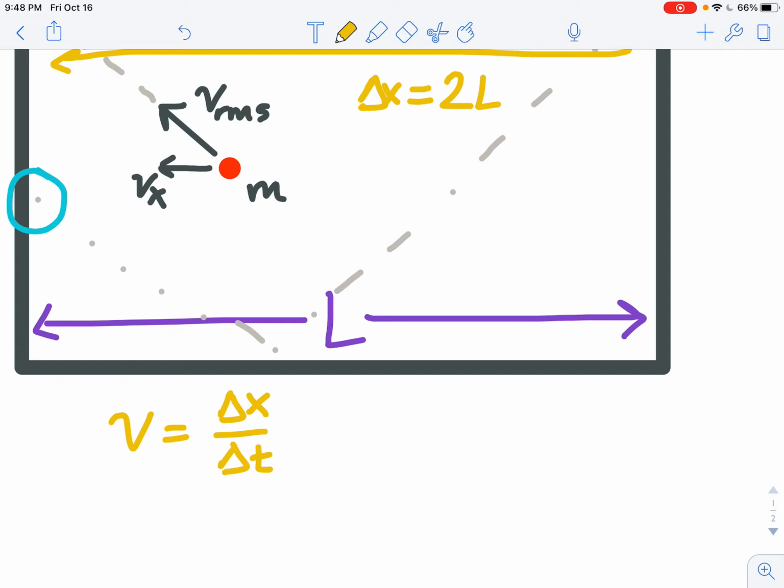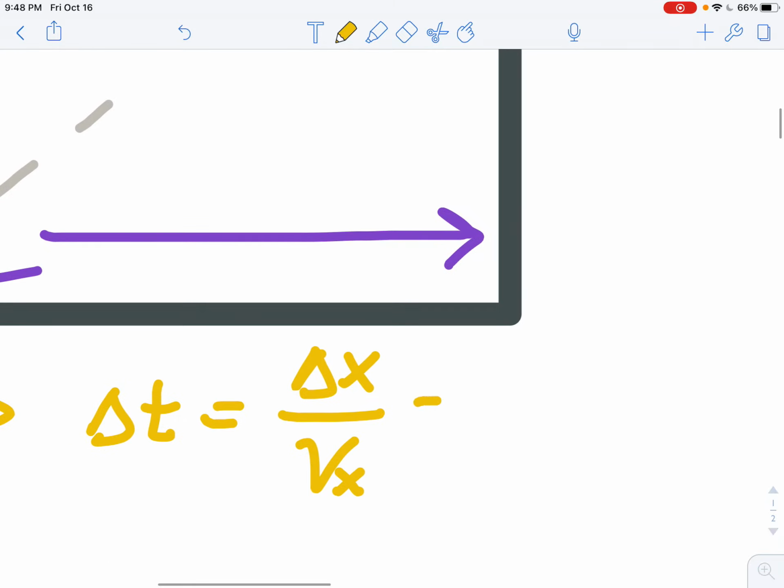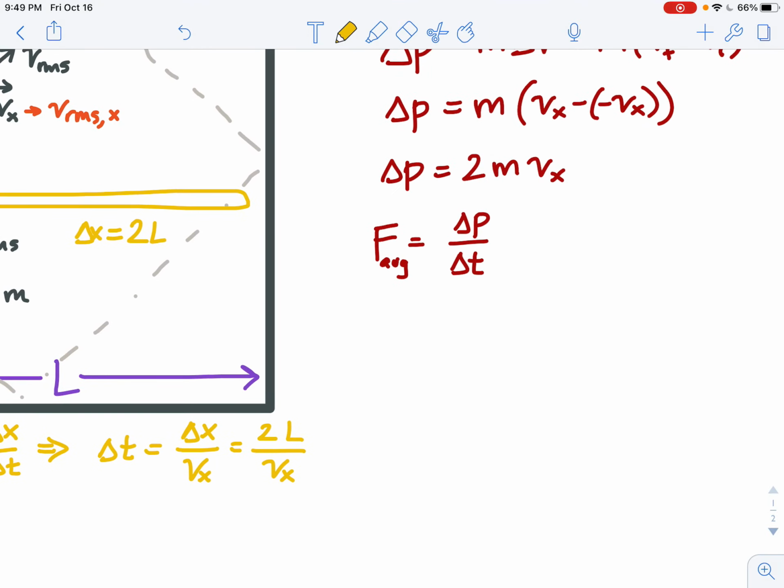And so that gives us the idea that the time interval, the time between collisions, is the distance it travels divided by its speed, which we are calling Vx, the speed in the x direction. But this is equal to 2 times L over Vx. So that's our time interval. That's going to go right in over here for our force equation.